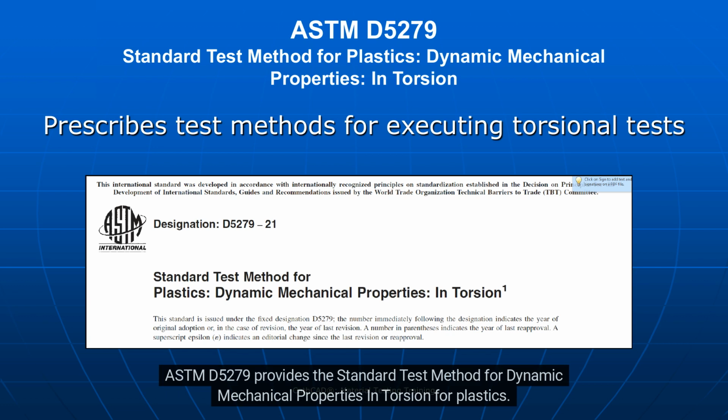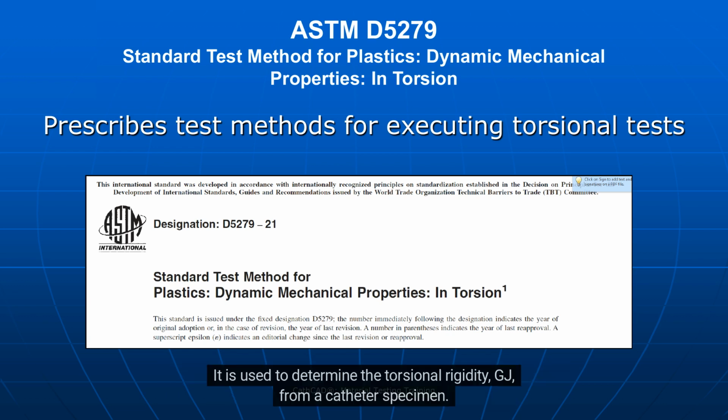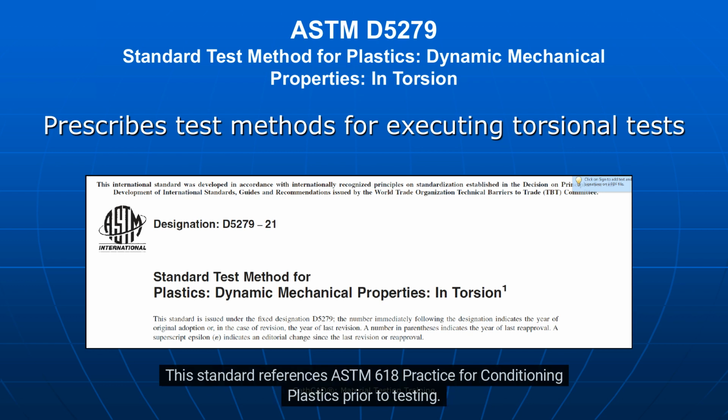ASTM 5279 provides the standard test method for dynamic mechanical properties in torsion for plastics. It is used to determine the torsional rigidity, GJ, from a catheter specimen. This standard references ASTM 618, Practice for Conditioning Plastics Prior to Testing.